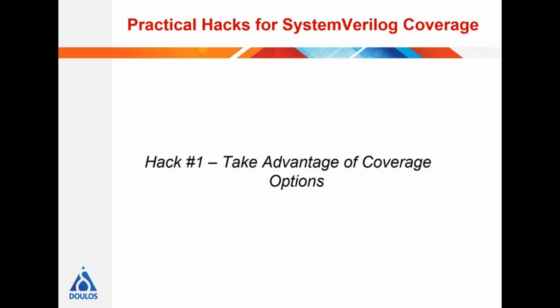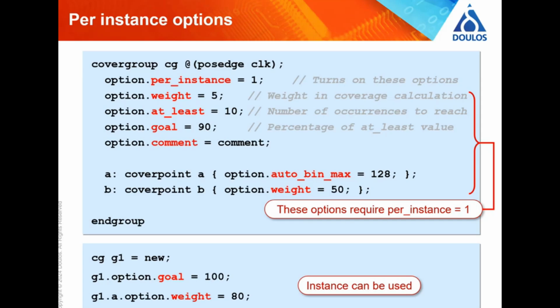The first thing I would encourage you to do is take advantage of your options in your cover groups. Built into every cover group are two implicit structures. One's referred to as option, as we show here, and one is referred to as type underscore option. These are referred to as your instance options here. At the top, you see it says per instance. When you set this to something non-zero, your simulator not only collects cumulative coverage, but also per instance coverage. Like if you want to see all the reads and writes across a certain interface, you can tell where everything's happening.